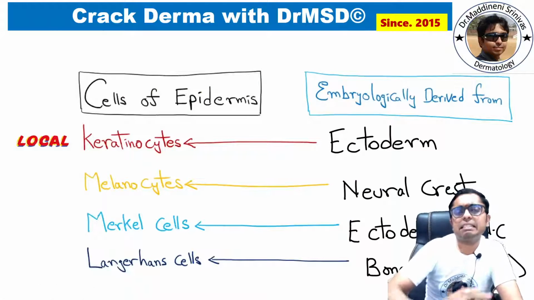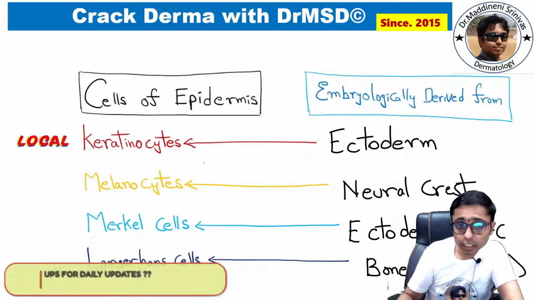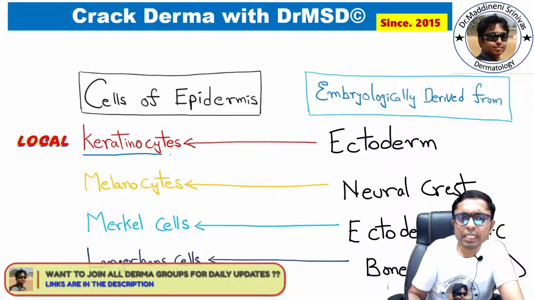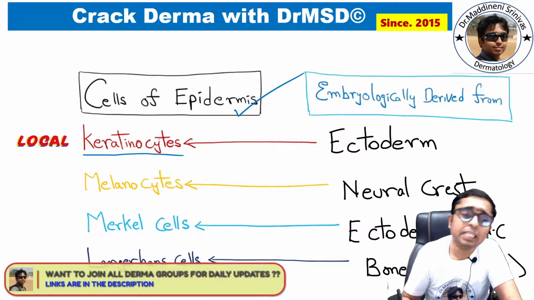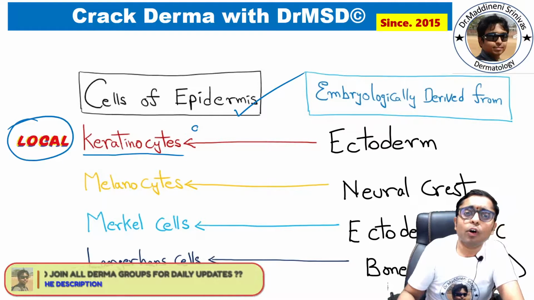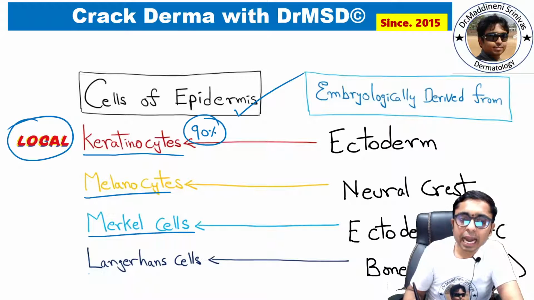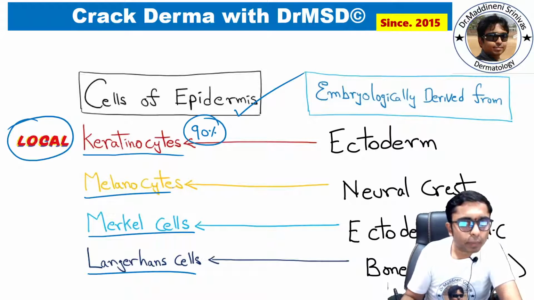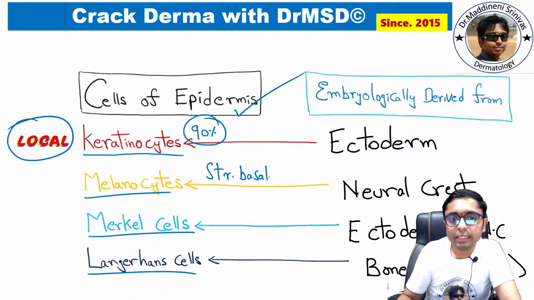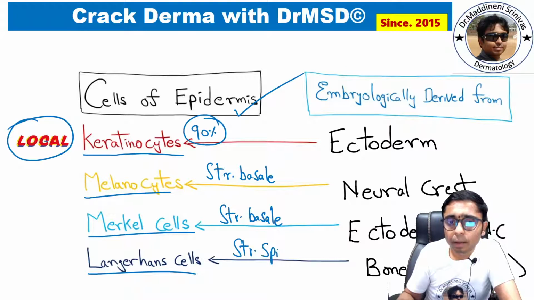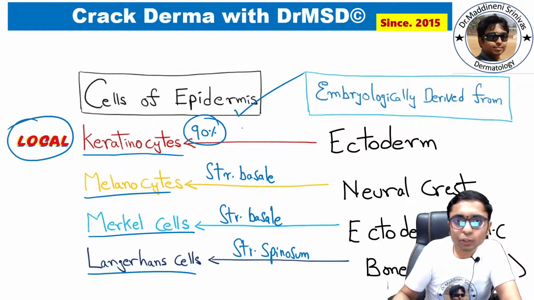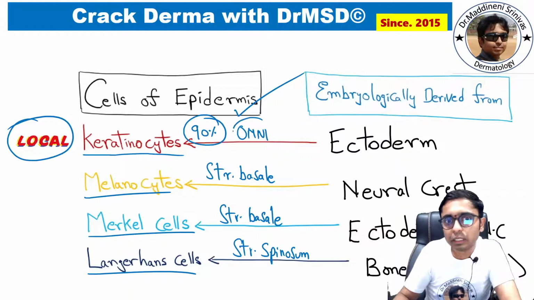So let us see the cells which are there in the epidermis, and the important features you must remember about each cell. There are 4 cells present in the epidermis. The first one are the keratinocytes, which are the local cells forming up to 90% of the bulk of the epidermal cells. The next ones are melanocytes, Merkel cells and Langerhans cells. If you observe carefully, there is one thing common between melanocytes and Merkel cells. And what is that? Both are present in the stratum basale. And Langerhans cells, these are dendritic cells which are present in greater numbers in stratum spinosum. And keratinocytes are omnipresent in all the layers of the epidermis.